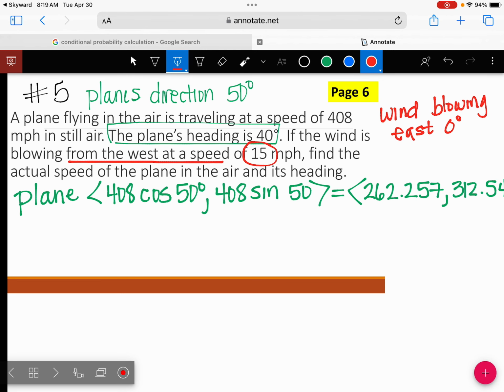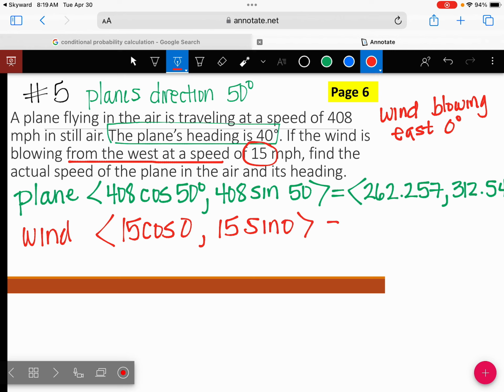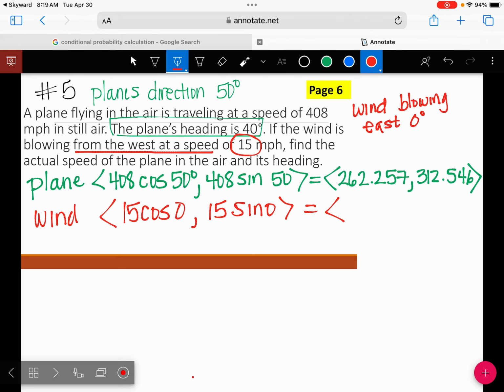Okay, so let's do the wind. So the speed of the wind is 15. So you got 15 cosine 0 and 15 sine of 0. Go ahead, type that in your calculator. And that should give you 15, 0.